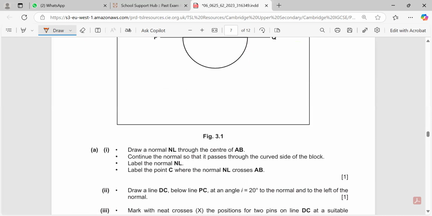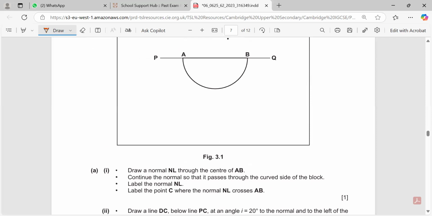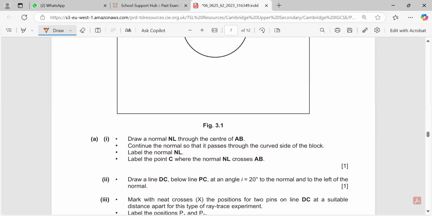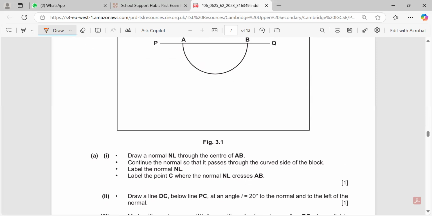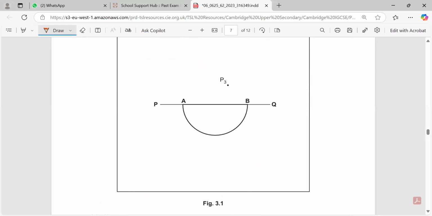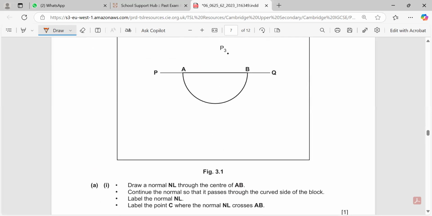Now draw a normal through the center of the side AB. Continue the normal so that it passes through the curved side of the block. Label the normal NL and label the point C where the normal NL crosses AB. So first of all, the center of this AB. When I am measuring, for me it will be different, for you people it will be different, because here it is zoomed in or something like this. So for me the AB length is 4.6. So its half is 2.3. This is the point which is the center.